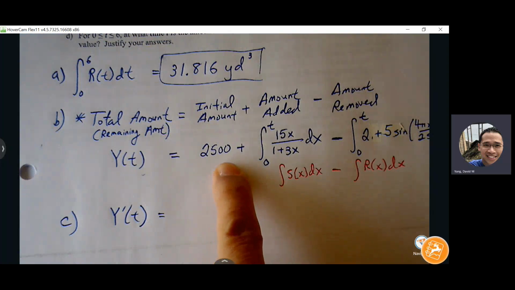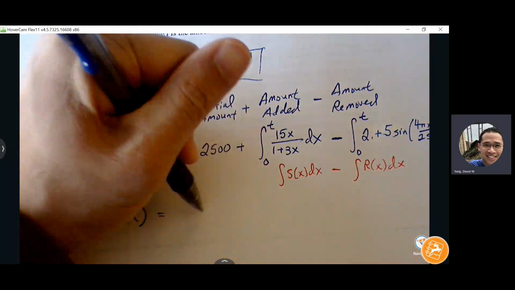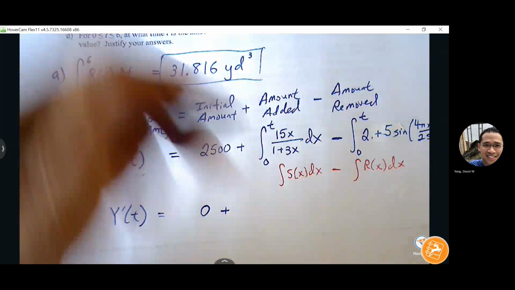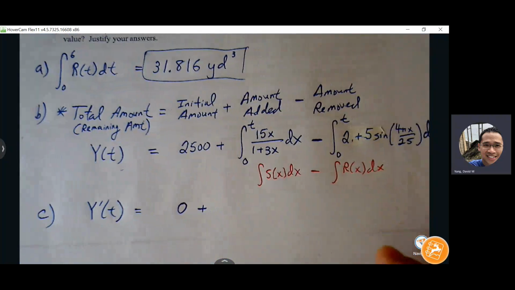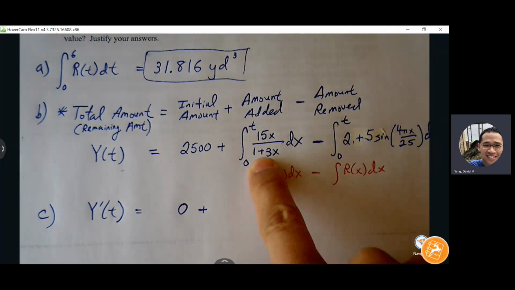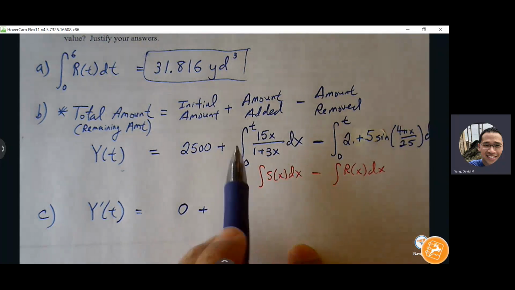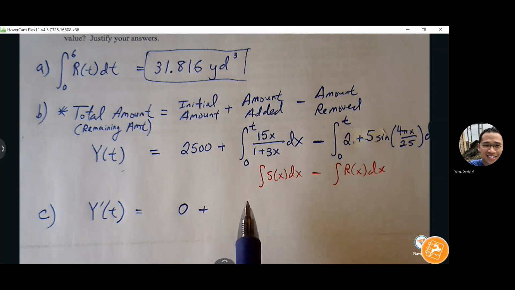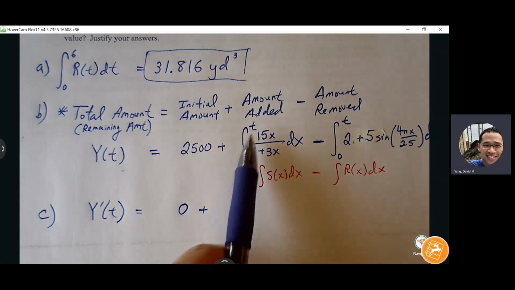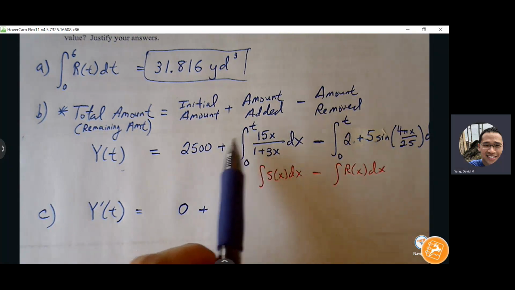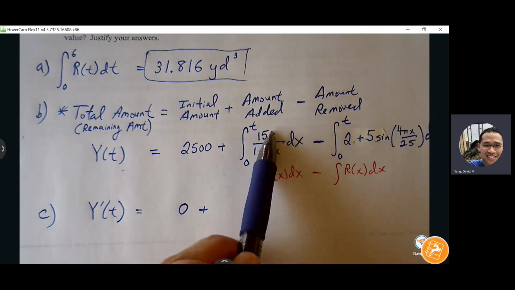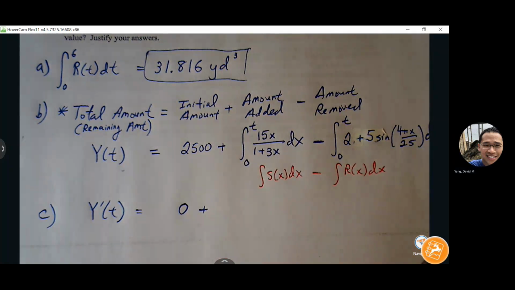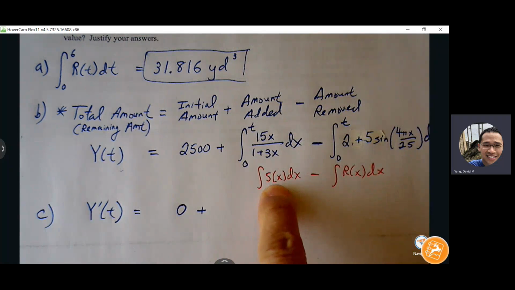2500 becomes what? 0, right? It's constant. Constant goes to 0. Plus the derivative of this. What's going to happen if I take the derivative of this integral? Yeah, cancel. Second theorem, right? We know derivative and integral wipe each other out. The t will get inserted in for x. So really, it's just going to be s of t.